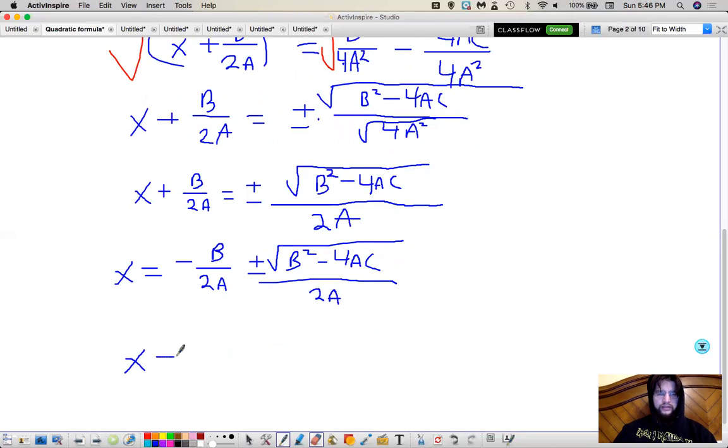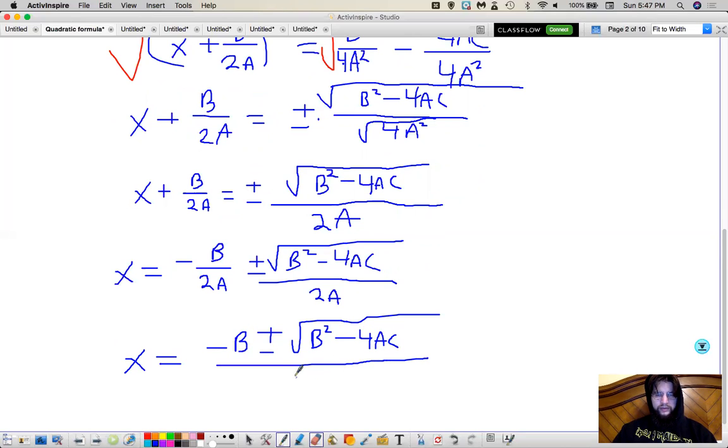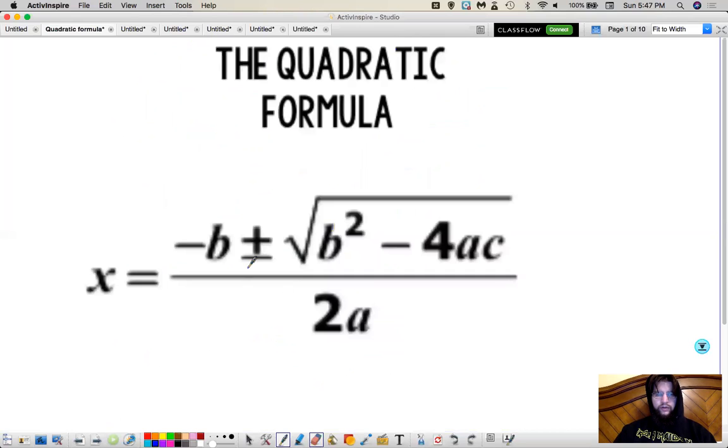And we're left with x equals negative b plus or minus square root b squared minus 4ac all divided by 2a. That is, in fact, the quadratic formula. Negative b plus or minus square root b squared minus 4ac all over 2a.